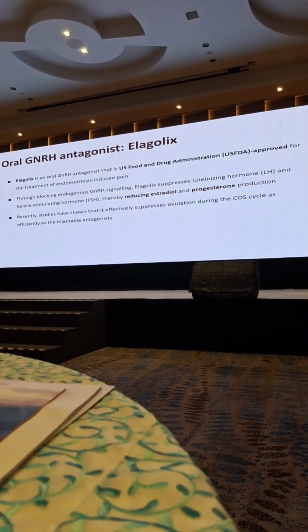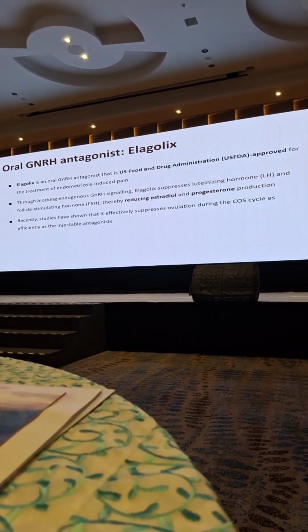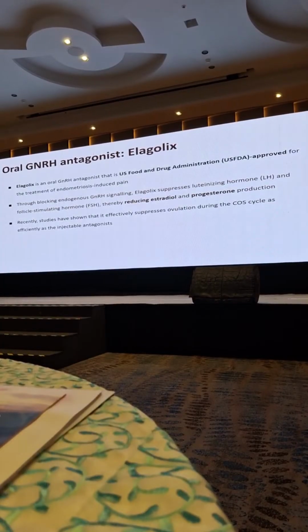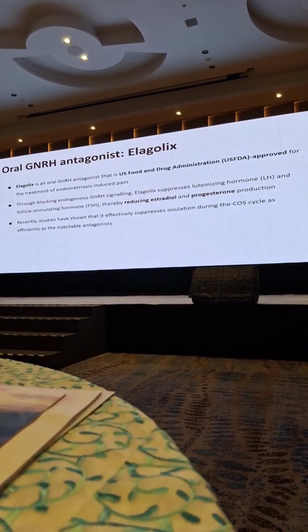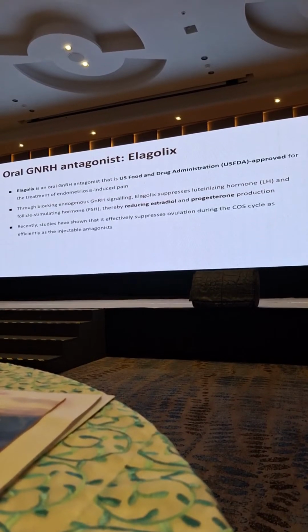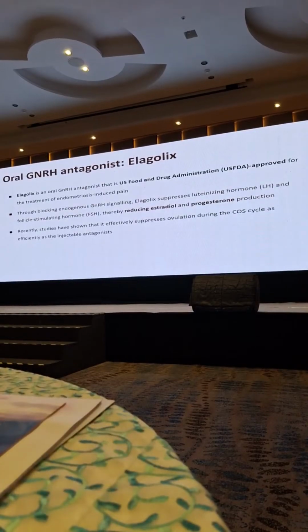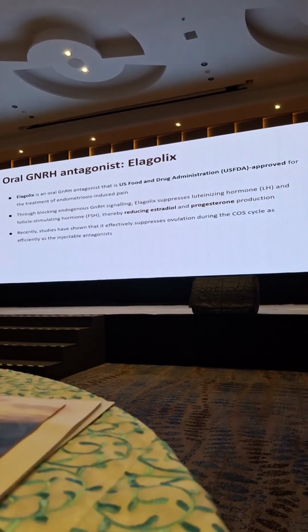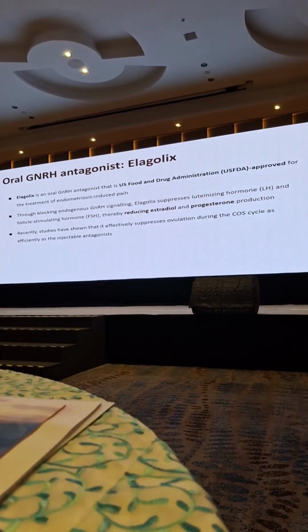The new kid on the block is elagolix, the oral GnRH antagonist. It is an oral drug approved by the FDA for the treatment of endometriosis, including pain. Through blocking endogenous GnRH signaling, elagolix suppresses LH and FSH, as you all know, thereby reducing estradiol and progesterone production. Recent studies have shown that it effectively suppresses ovulation during controlled ovarian stimulation cycles as efficiently as the injectable antagonists.